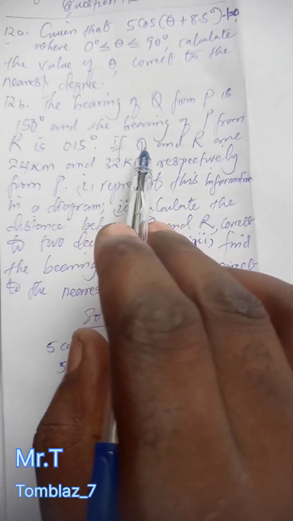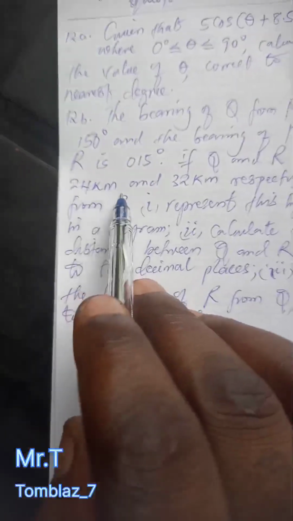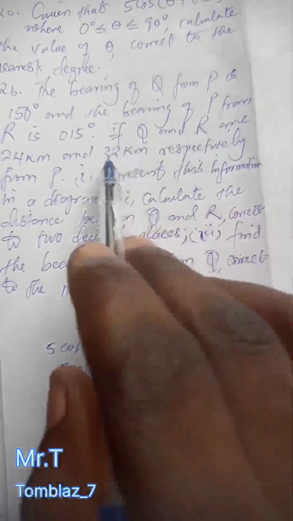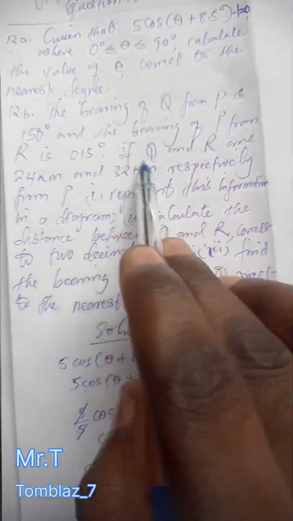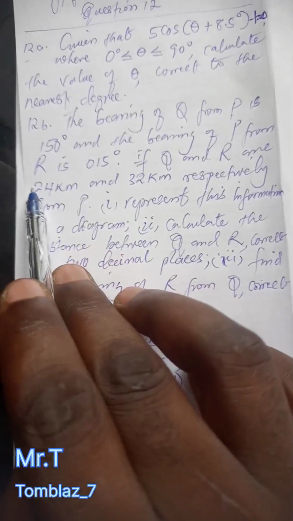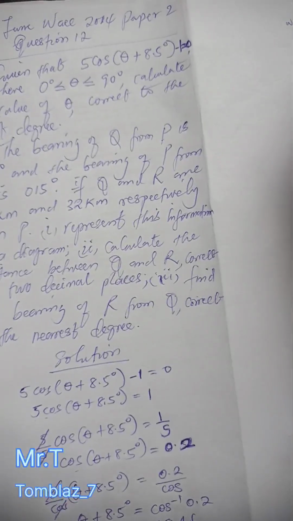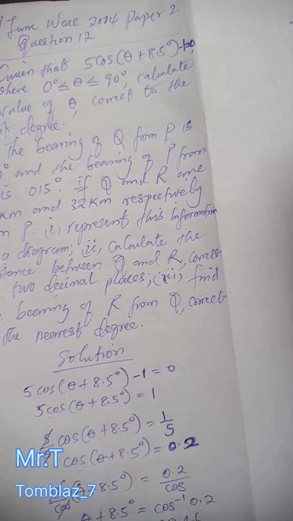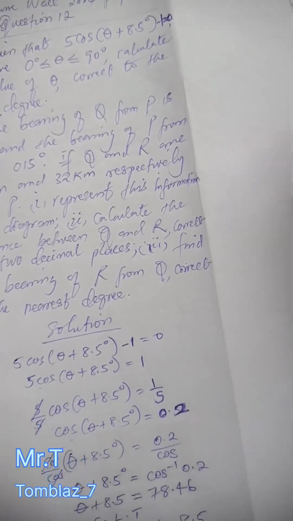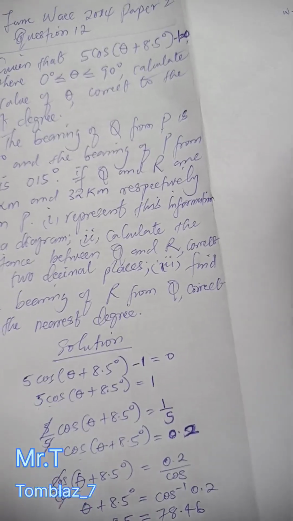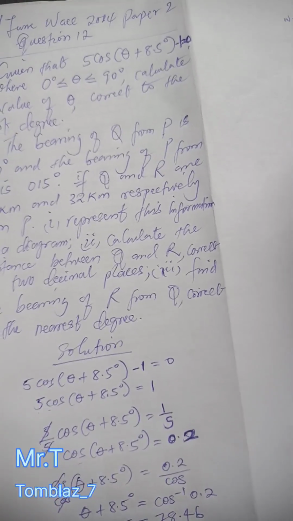Now the distance they said is if Q and R are 24 and 32 kilometers respectively. This means that Q is 24 kilometers and R is 32 kilometers. So it says the bearing of Q from P. So Q will take the distance of Q, which is what? 24. So we'll call this 24 kilometers, and then it will help us get to what? Q.